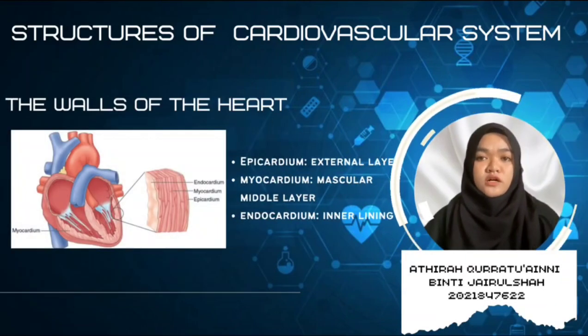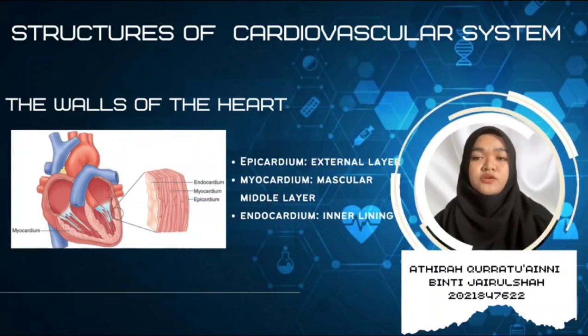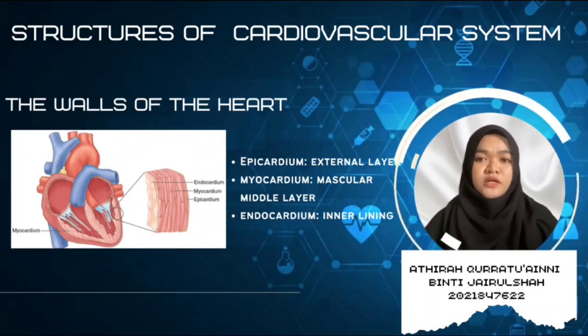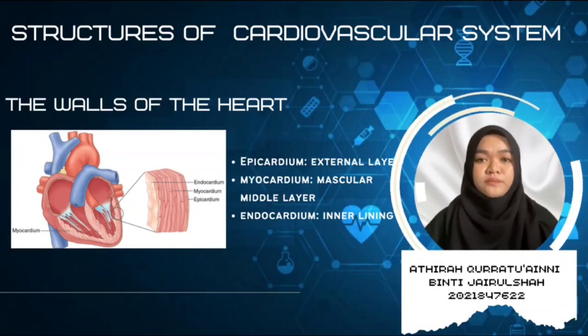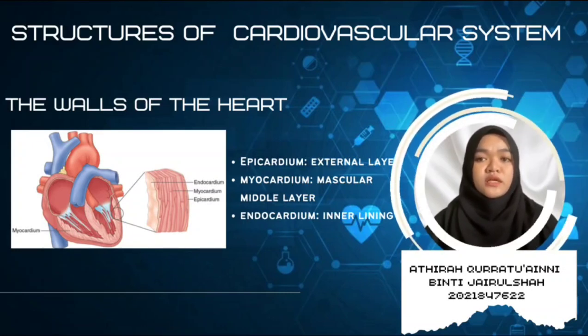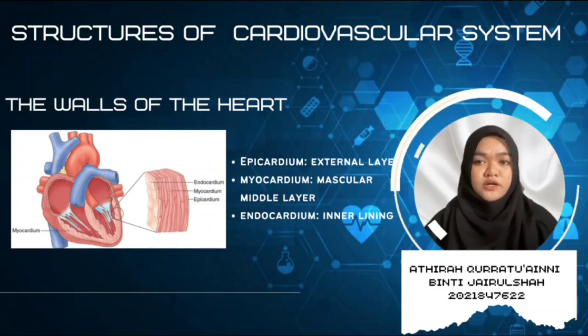The walls of the heart are made of three layers, which are the epicardium, myocardium, and endocardium. The epicardium is the external layer of the heart and the inner layer of the pericardium. The myocardium is the middle and thickest of the heart's three layers, also known as myocardial muscle.